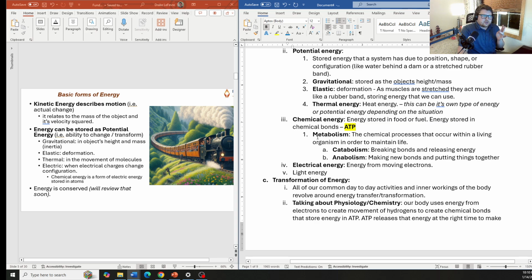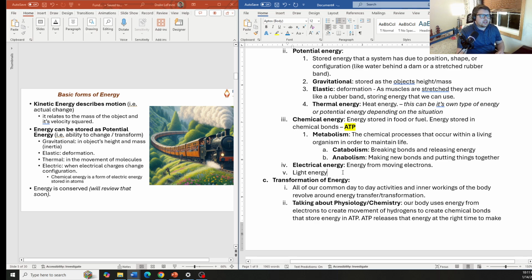Talking about chemical energy as well, we want to mention this word: metabolism. Metabolism is the chemical process where all living things make everything inside of them to maintain life. And there's two parts. There's catabolism, which is breaking stuff down into smaller parts. So breaking bonds, releasing energy. Then anabolism, or anabolic, where we make new bonds and we put things together and we actually put energy into them. Metabolism is our whole body is this fine balance of breaking stuff down and putting stuff together in order for us to survive.